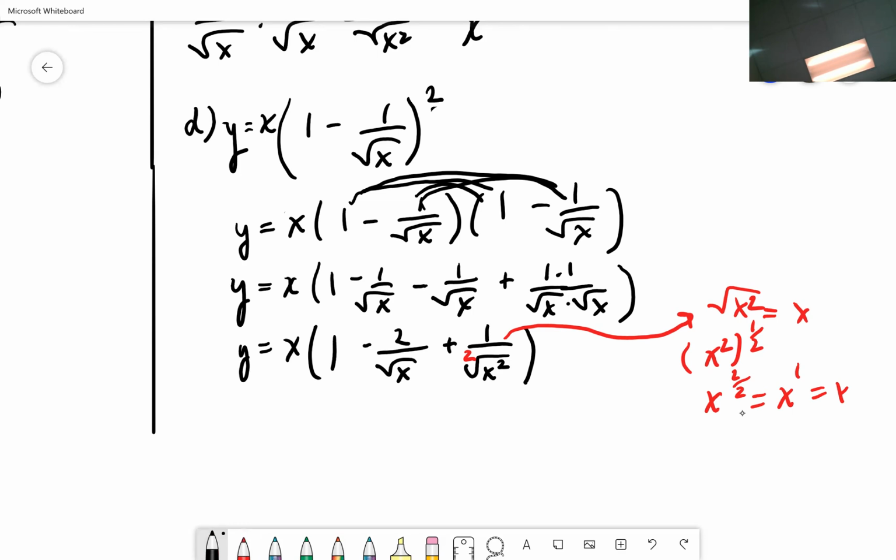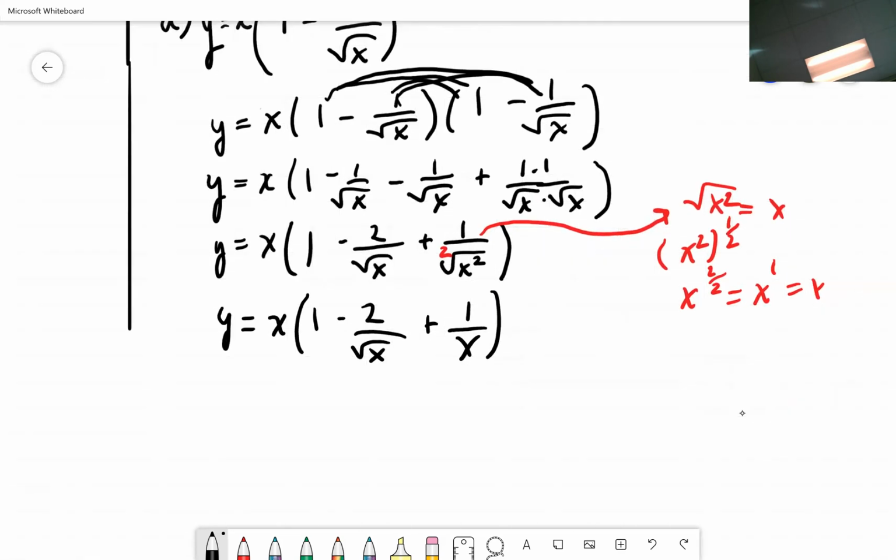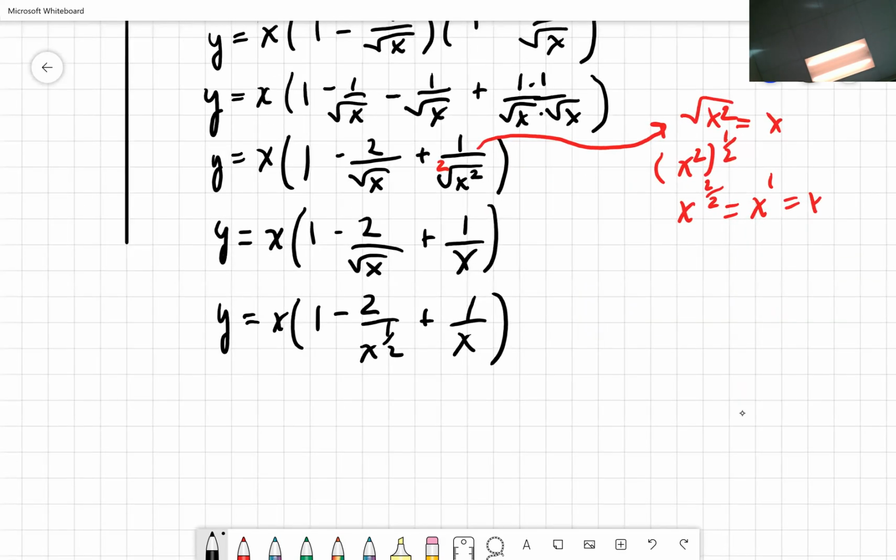All right, so I'm going to rewrite this as y equals x times 1 minus 2 over square root of x plus 1 over x. And then I might distribute the x. But before I do that, it might be better just to write this as 2 over x to the half like that, plus 1 over x, right? Because the square root of x is just x to the half.